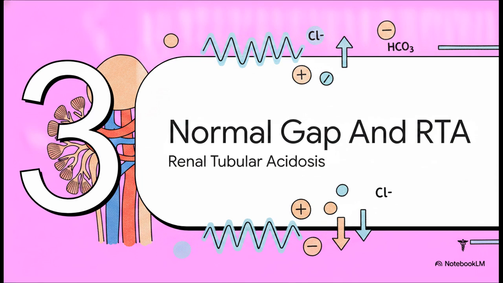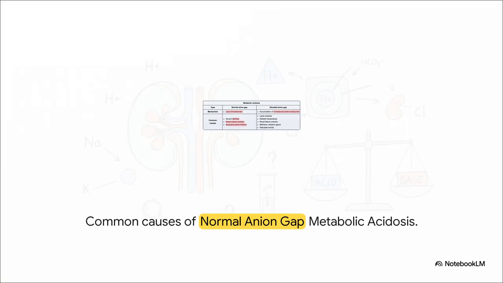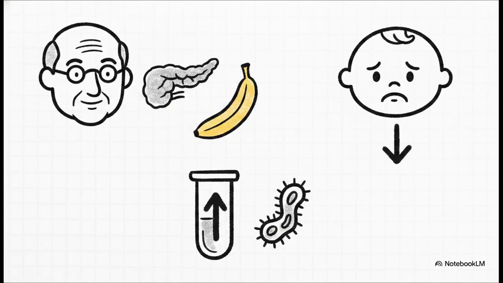All right, Section 3, normal gap and RTA. So jumping back to the other branch of metabolic acidosis, let's decode the normal anion gap. The absolute top differentials you need to instantly recall here are severe diarrhea, excessive saline infusion, Addison's disease, and renal tubular acidosis, or RTA. RTA is a hugely high-yield topic for Step 2, so let's look at how they'll frame it. Vignette clues are everything here.